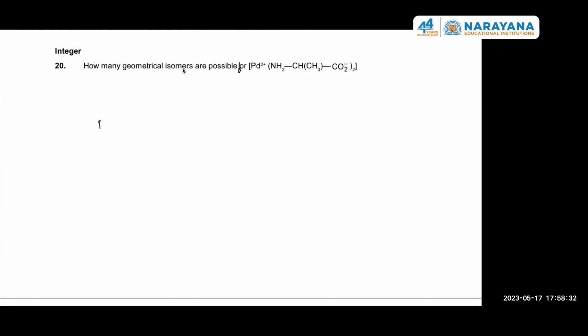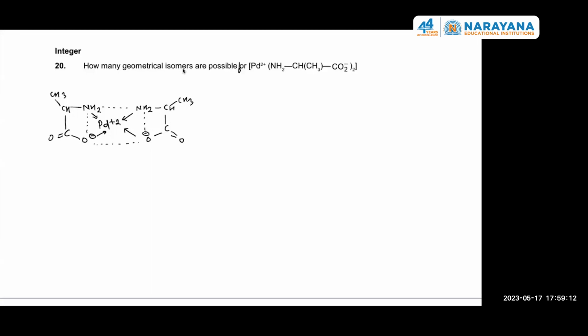And in case of Pd+2, this will be complexing in two manners. Like here NH2, CH3 is there, and here COO- is there. From here they are complexing. In the similar manner, we can complex it here also. So this is one of the cases where we have to consider the geometry as square planar. Clear.